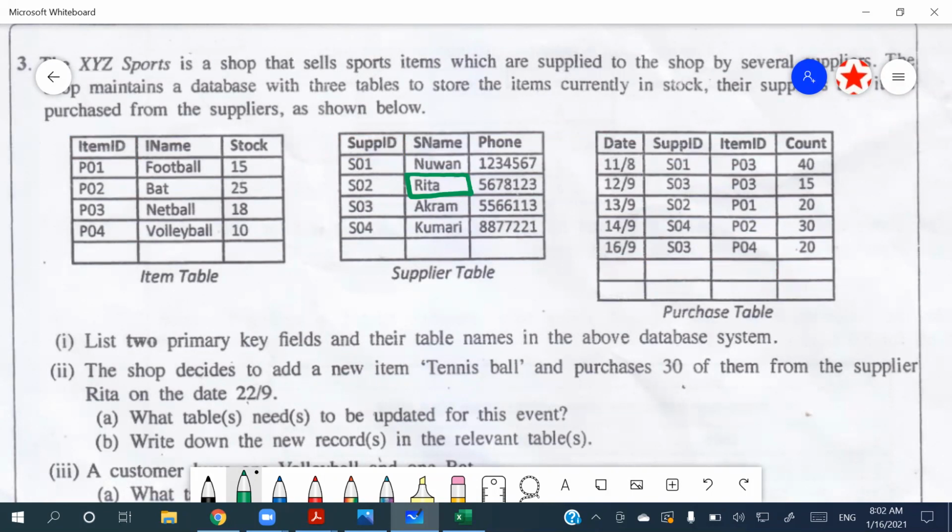So that means one new item is going to be added to the item table, and since they are doing a purchase, we have to record it in the purchase table as well. So the table names going to be updated are the item table and the purchase table. How the records are going to be: a new item which is called P05 or some other number which is not P01 to 4. This is going to be tennis balls.